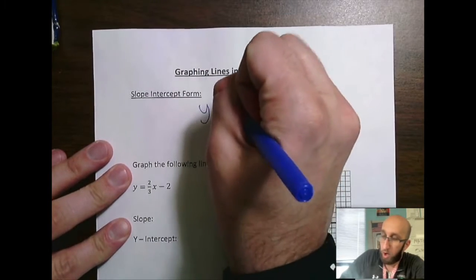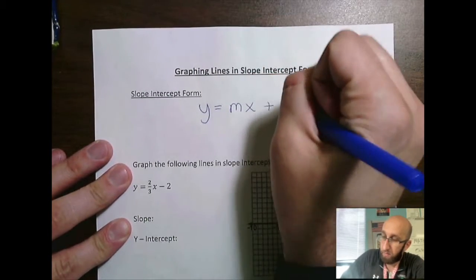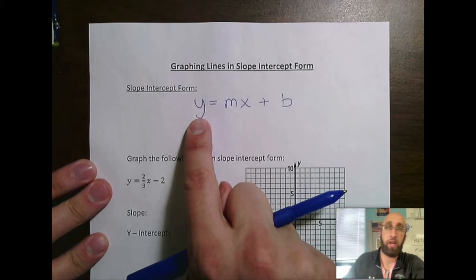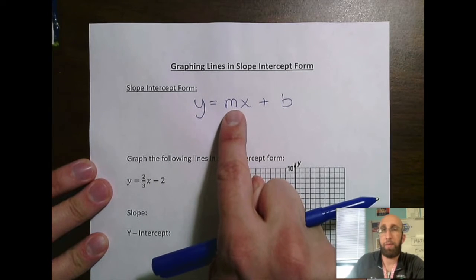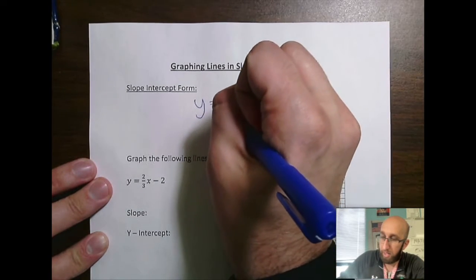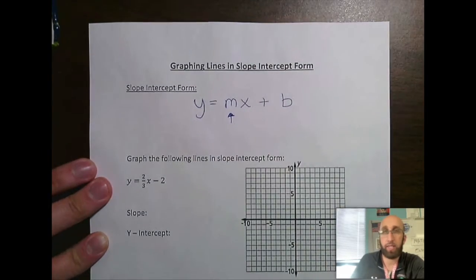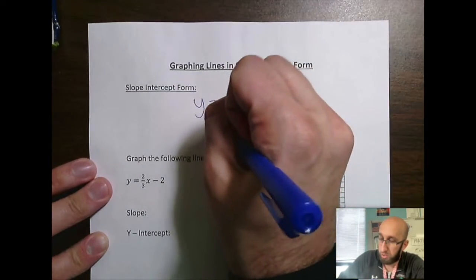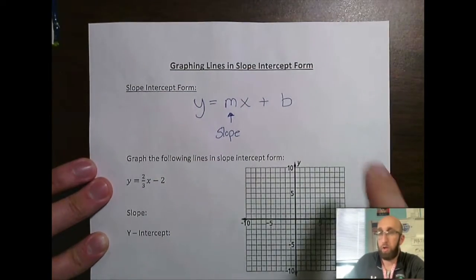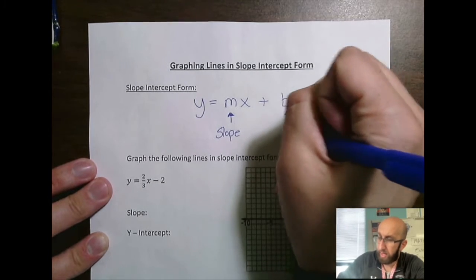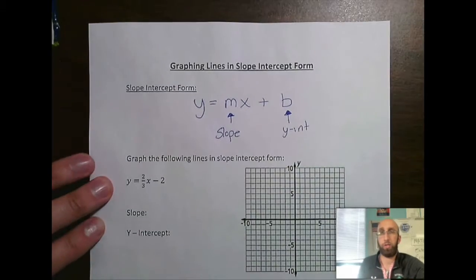It is y equals mx plus b. What makes slope-intercept form unique is that you're going to have y by itself, and you're going to be able to quickly look at the equation and figure out your slope and your y-intercept. The number that appears in front of your x value, the coefficient on the x, that is your slope. The constant, the number by itself, that is your y-intercept.